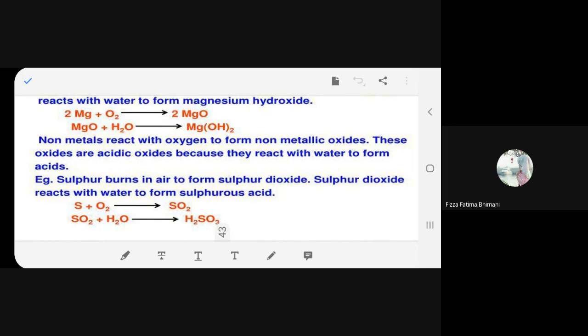Nonmetals also form non-metallic oxides, but these non-metallic oxides are acids. What are they, beta? Acids. Understood the difference? Metallic oxides were basic, non-metallic oxides are acidic. This is clear? Yes. Now let's take sulfur.